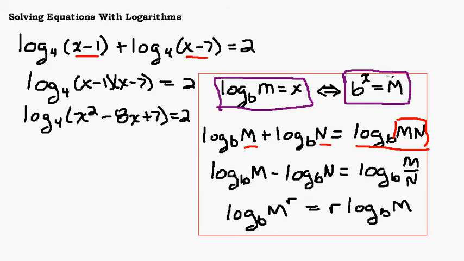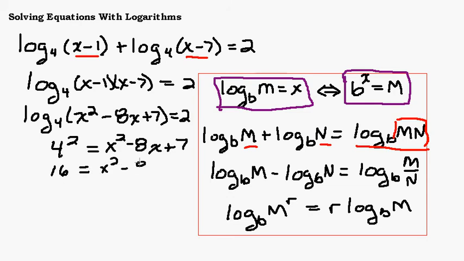Okay, so we're going to write it like this. b to the x equals m. Our b value is 4. So 4 to the x, which is our 2, so 4 to the second equals m. And our m value is this big old trinomial. Well, it's not that big. x squared minus 8x plus 7. So now we have a quadratic equation. We're going to square this 4 and get 16.